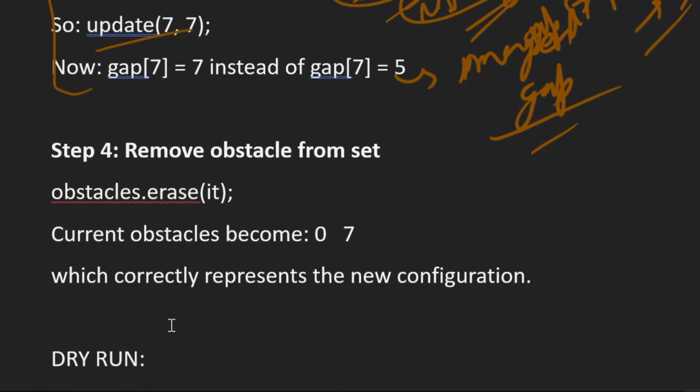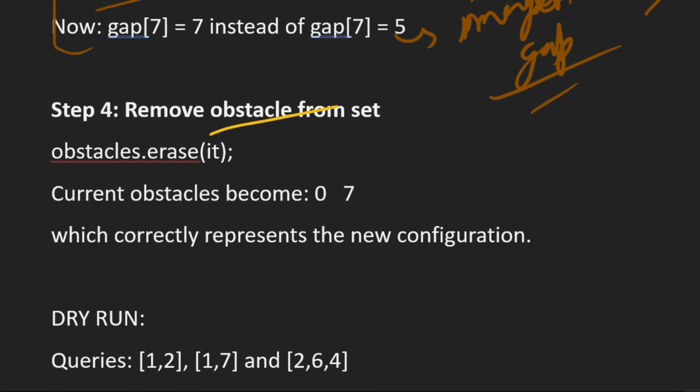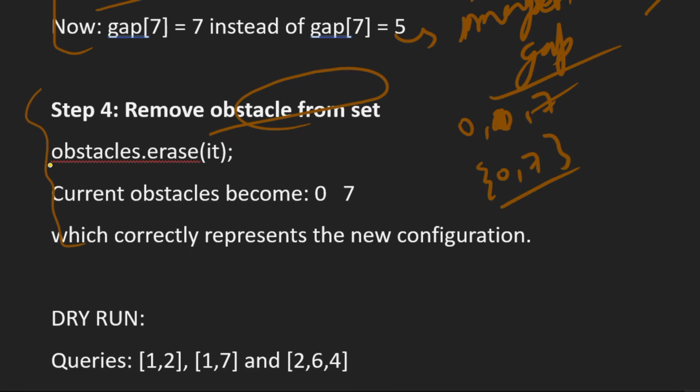And in the fourth step we remove the obstacle from our set. So earlier in the obstacles we have 0, 2, 7, so we remove 2 from the set, so we will be left with 0 and 7 as the obstacles.